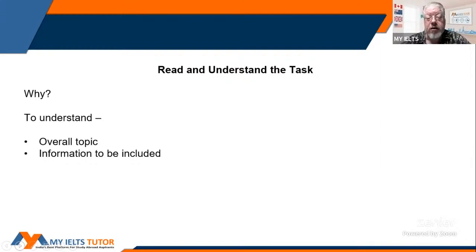You also want to read so you have an idea of what information is to be included. So for a letter, you have bullet points that you need to include. And actually, I'm going to go through these individually and show you.